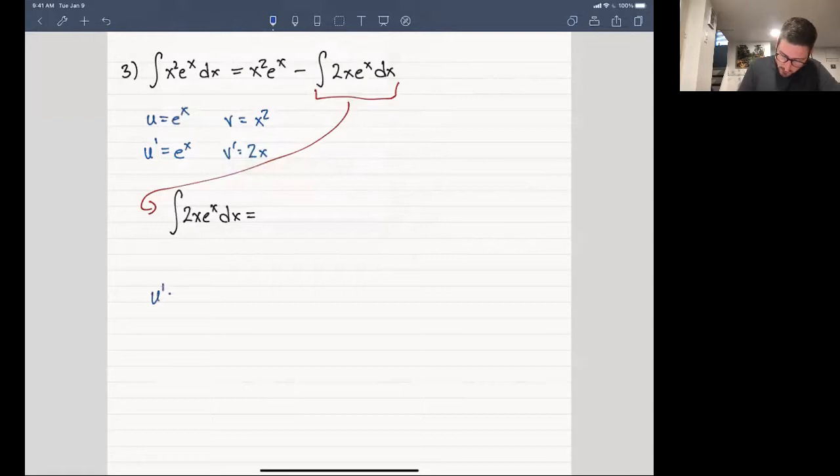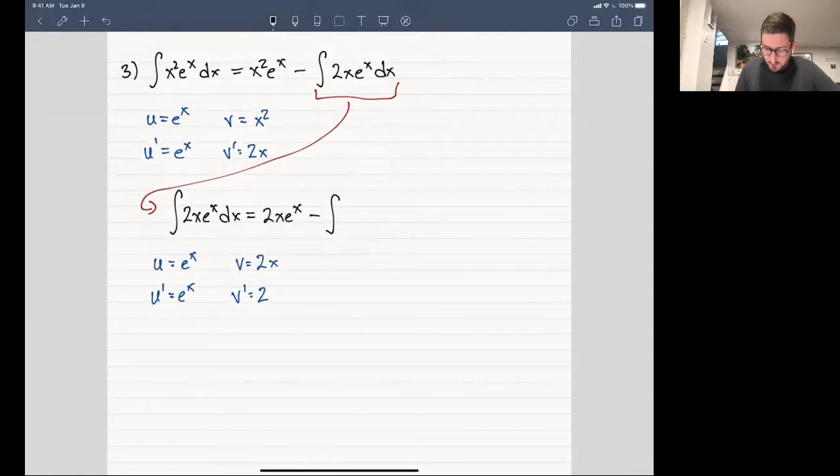So I have u prime is equal to e to the x. That tells me v is equal to 2x. That tells me v prime is equal to 2. And it tells me u is equal to e to the x. So applying integration by parts to this integral gives me 2x e to the x minus the indefinite integral of 2 e to the x dx. No more x's, right? So I just needed to use integration by parts twice.